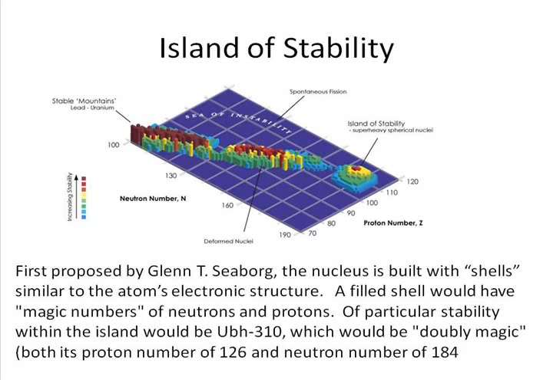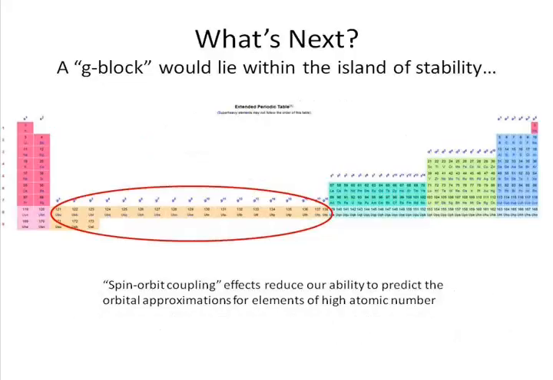Most notably, ununhexium-310 would be superstable because of a special combination of so-called magic numbers. Any element found past 118 would constitute a new period of the periodic table, and its implications would allude to the existence of a G block and G orbitals. This is where the center of the island of stability would be.